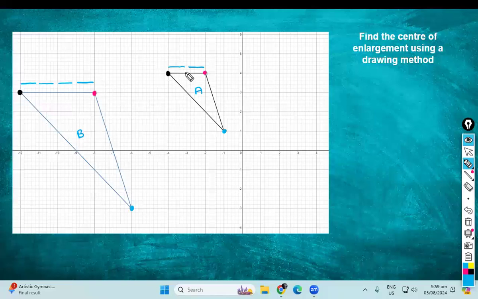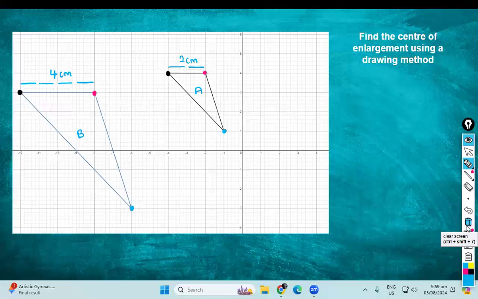Or you can just take a ruler and physically measure it. So most likely, if you had measured from here to here, you would have gotten 2 centimeters on proper graph paper. And then from here to here, you would have gotten 4 centimeters on proper graph paper. 4 is twice as large as what? 2. So the scale factor is 2.